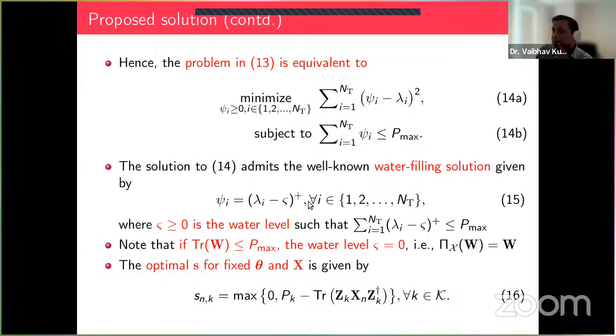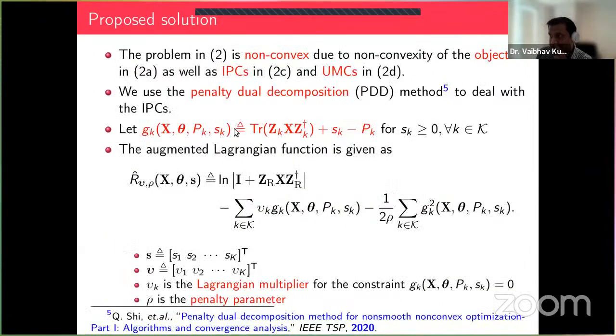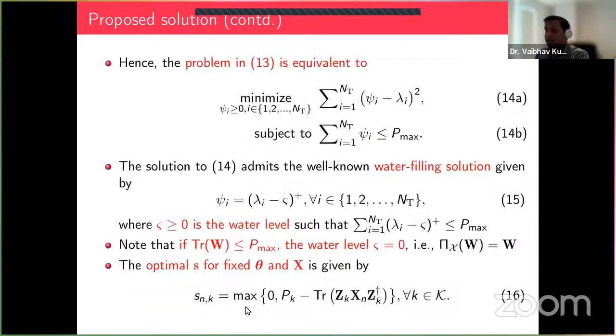So this is the solution: 15 is the solution to your projection onto the feasible set of x, which is basically the water filling solution. And once we have updated my theta and my x, I have to update this s, which was introduced in the function when we defined g_k. It is known that this s should not be negative. So we just take the maximum of 0 and p_k minus the trace term. This ensures that I'm not creating interference at the primary receiver higher than what we are allowed to.